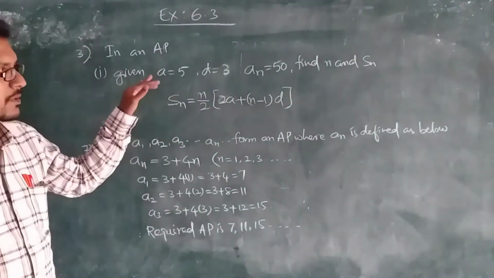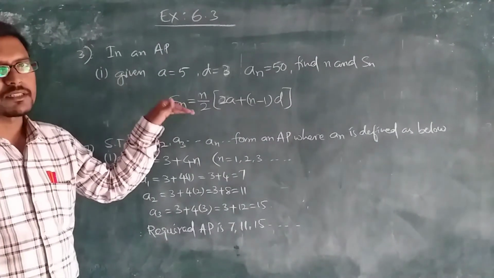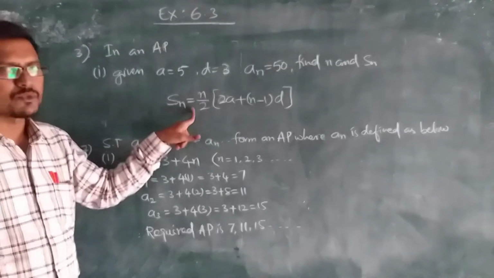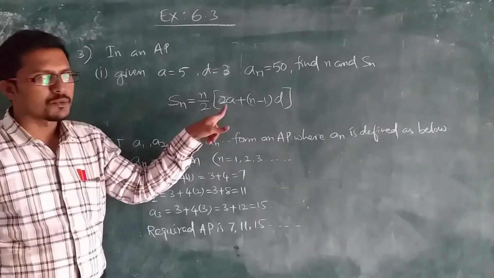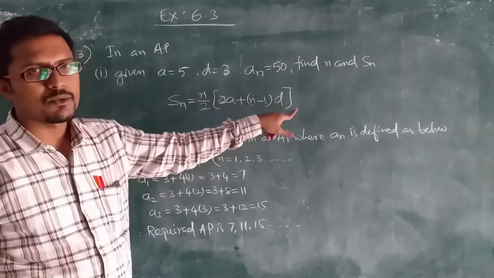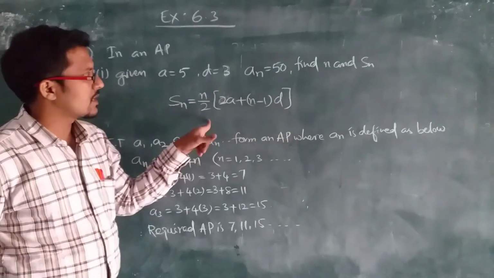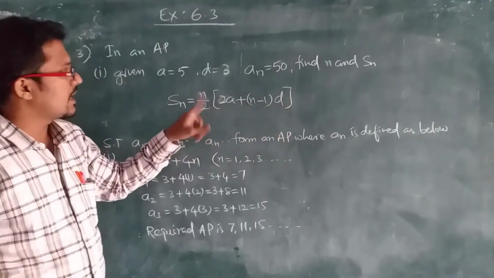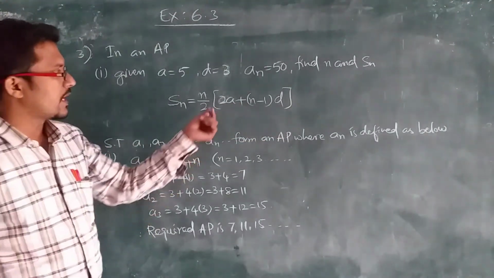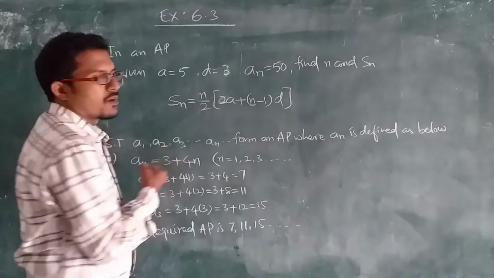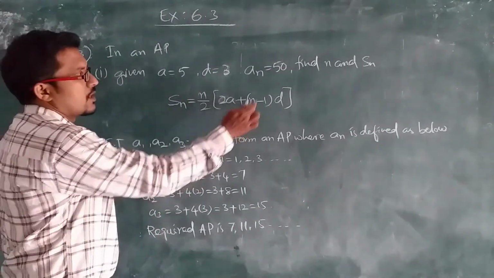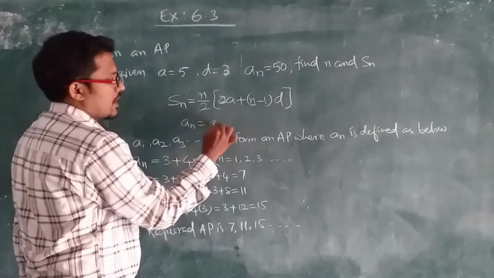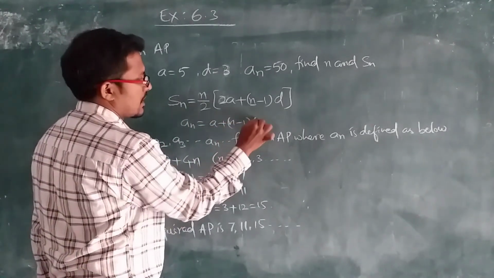As in the earlier problem, this is also the same as the second problem. We have to find Sn here. Sn is equal to n by 2 into 2a plus n minus 1 into d. What are the values given here? a is given, d is given, an is given. So, n is not there. To find n here, we have to write the an formula. an is equal to a plus n minus 1 into d.